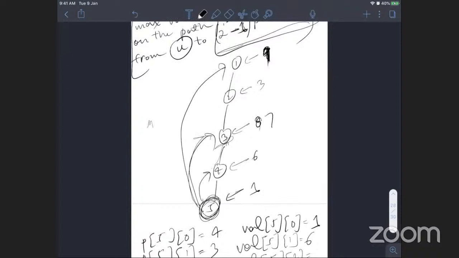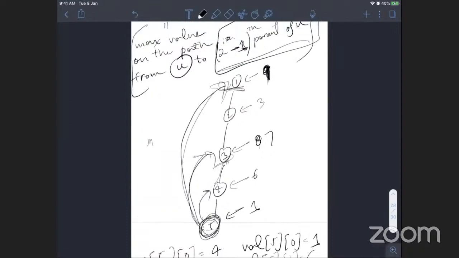7, correct? Because from 5 till 1, but I'm excluding 1. I'm not considering up 1 also, because it's minus 1. So this portion, and that's 7, max value is 7.